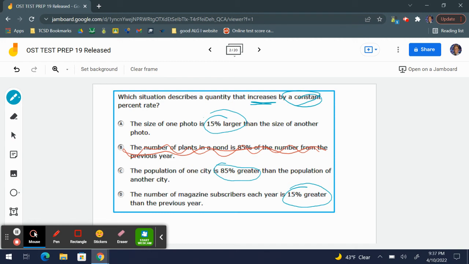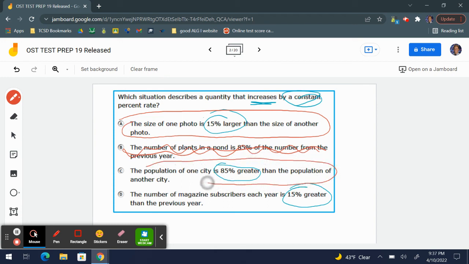However, I think if we look at this, because these are written very similar, where this is comparing one photo to another photo, and this one is comparing one city to another city, I think the choice that we would choose is going to be D, because the others are only comparing one compared to another. So that's not really that constant rate that we're looking for, which is that word right there. So D would be your correct answer.